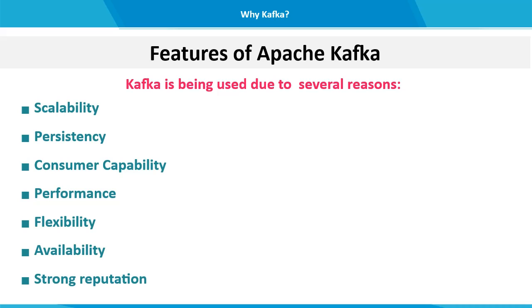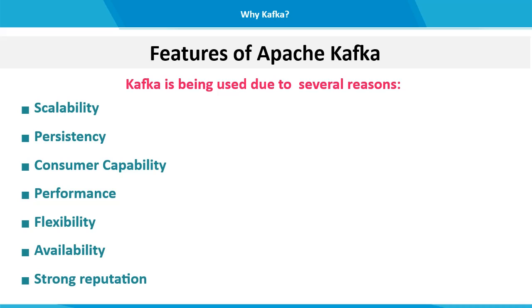Second reason is persistency. The ability to recover messages is known as persistency. Kafka can provide data persistency. Third reason is consumer capability. Kafka supports one-to-one as well as one-to-many consumers. Now next reason is performance. Kafka is very fast. It can process millions of messages per second.